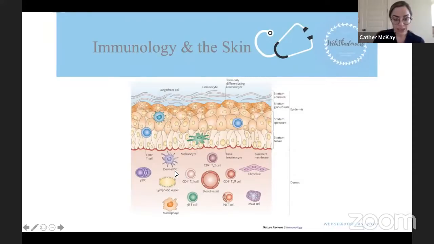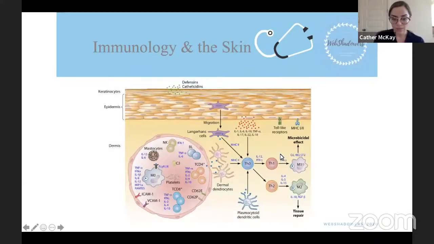So you have lymph vessels and blood vessels all in the dermis. You have your dendritic cells, macrophages, different types of T cells, NK T cells, mast cells, fibroblasts. This is a little bit more detail, but it's still super simplified. I like this diagram because it shows the keratinocytes themselves have immune functionality as well.